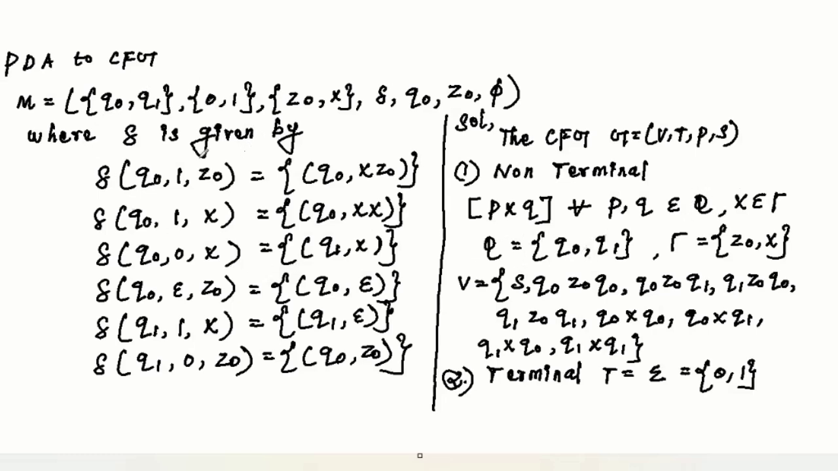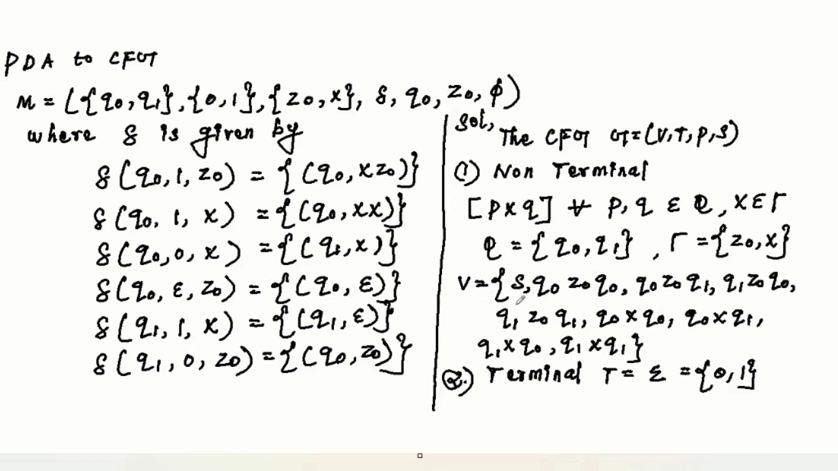In the question they are given the set of states Q0, Q1. Here you write Q0, Q1. X belongs to Gamma. Gamma is the stack alphabet, that is Z0, capital X. From this we have to write the non-terminal symbols, capital V.